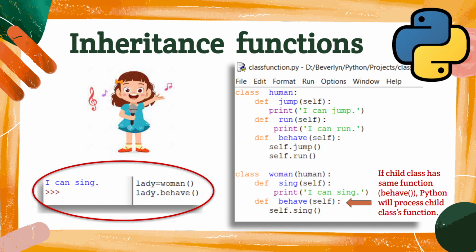The answer is object lady will call child class function if parent class human has the same function name. That means if child class has the same function behave, Python will process child class's function. So it will print out I can sing instead of I can jump and I can run. Did you get the answer right?